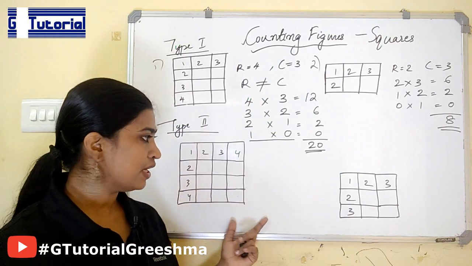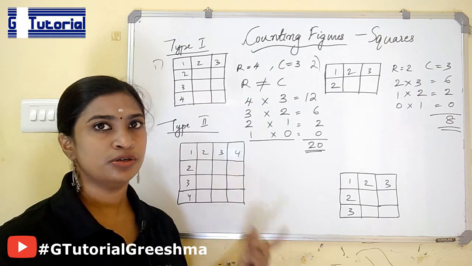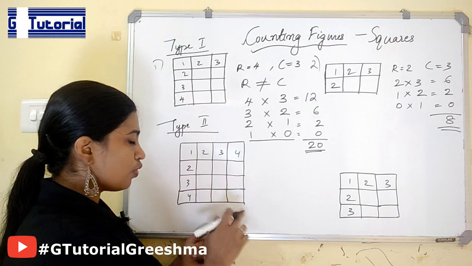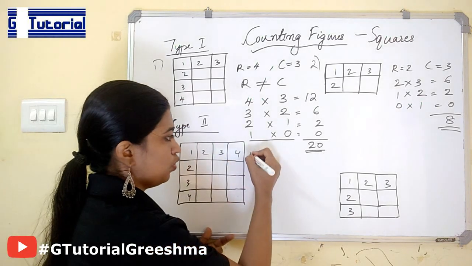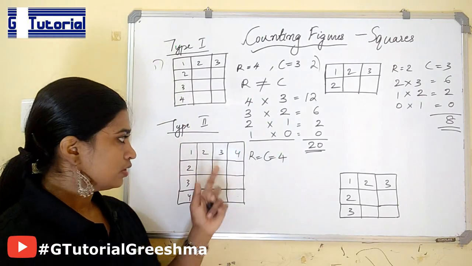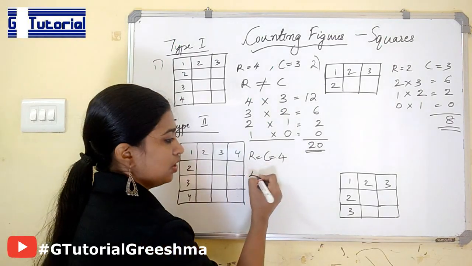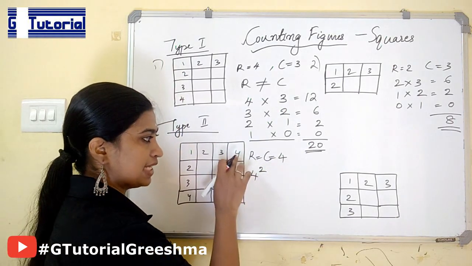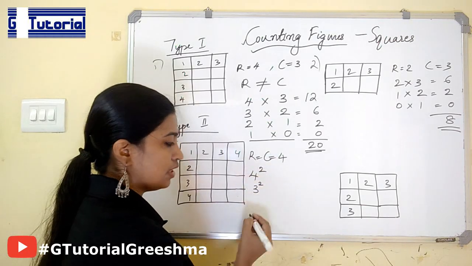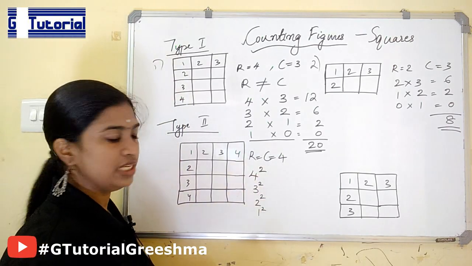In the second type, we will face problems having equal number of rows and columns. So here we are having 4 rows and 4 columns. So number of rows is equal to number of columns, which is 4. This problem can be done like this. 4 square. This is the maximum value of rows and columns. Then decrement 1, so 3 square. Then decrement 1, 2 square. Then decrement 1, 1 square. Then decrement 1 will reach 0.